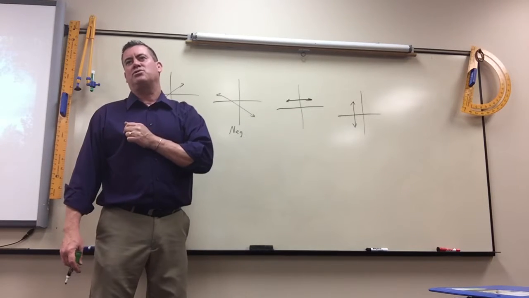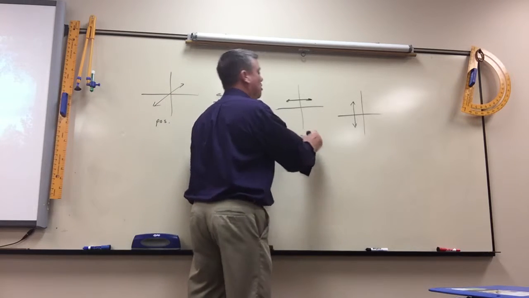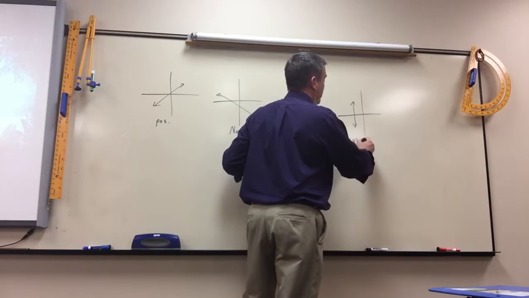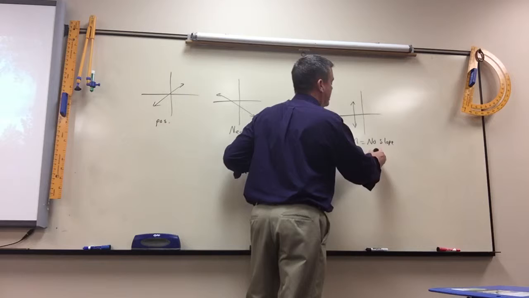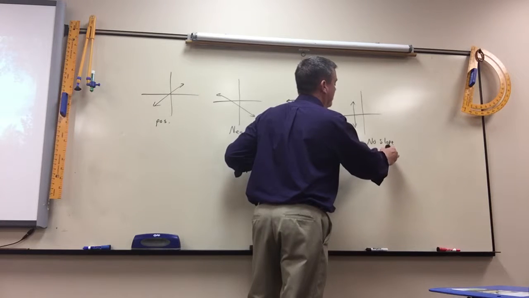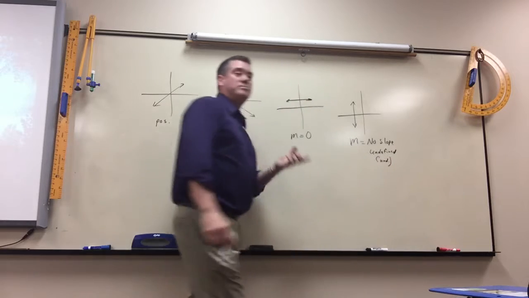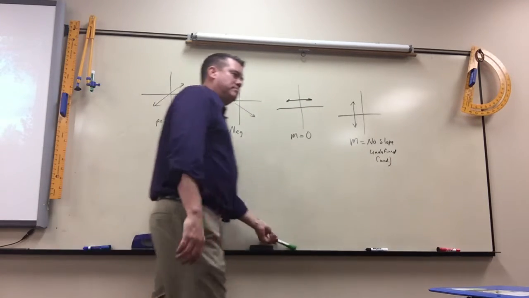Horizontal has what kind of slope? 0. Remember the Z's. Slope is 0. Vertical is the one where there is no slope. Or in the book, they may say it's undefined, which you can just abbreviate UND. Either way, we usually just write no slope.